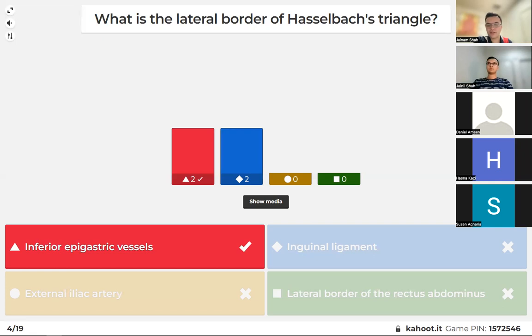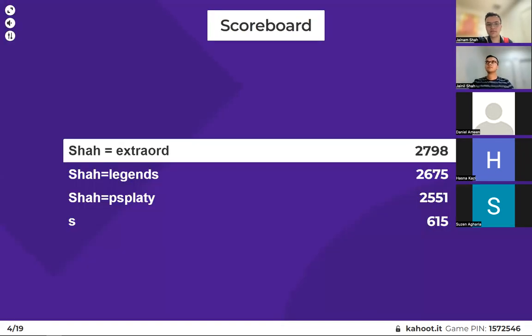I should also clarify really quickly that the inguinal ligament does form a border. It's just not that border.